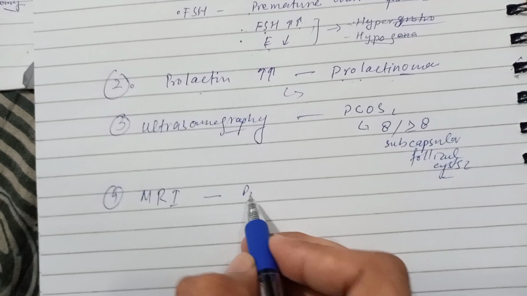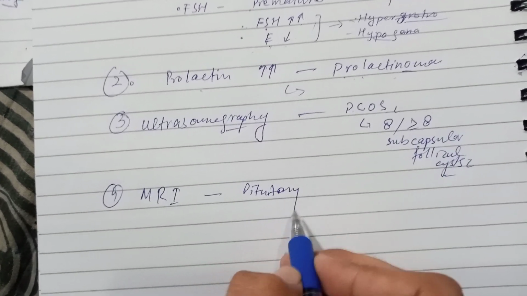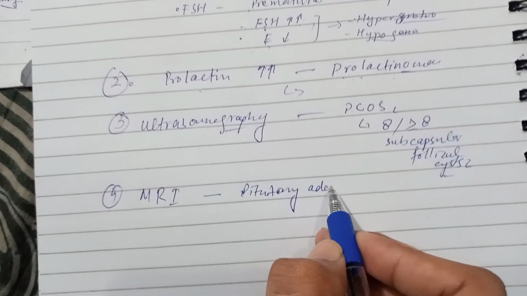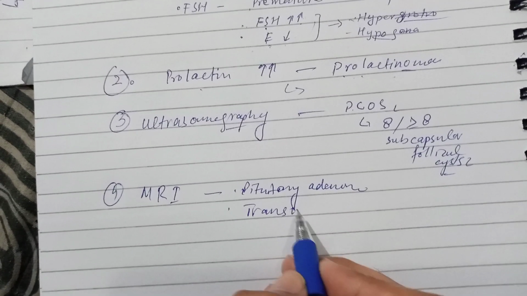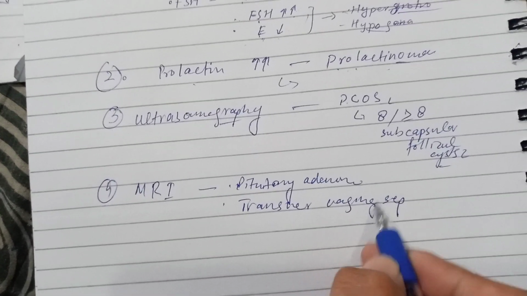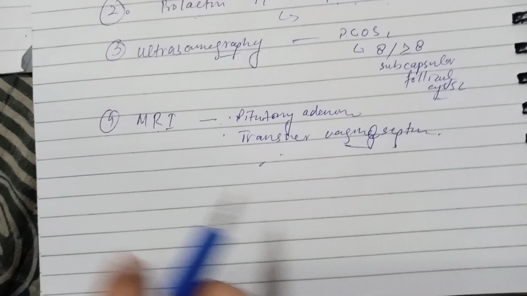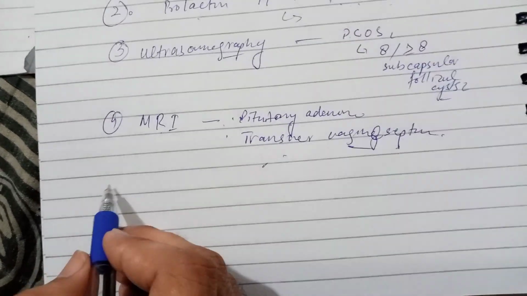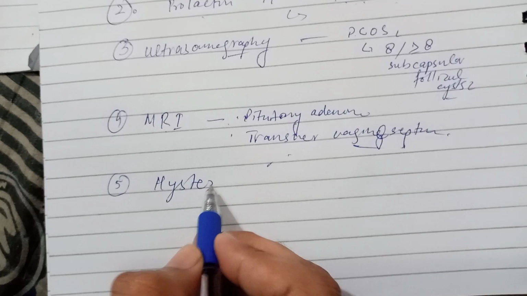Number 4 is MRI. In case of pituitary adenoma or transverse vaginal septum, we do MRI to confirm the diagnosis.